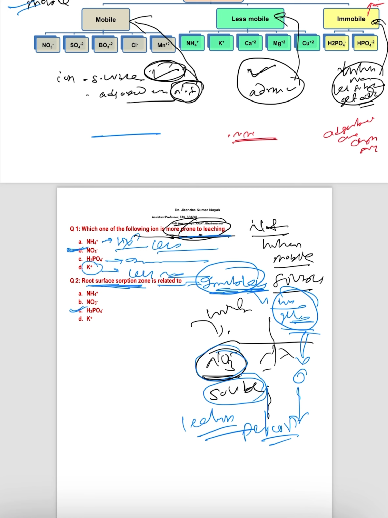So this is the concept we have studied today. In the next chapter we will discuss nutrient mobility in the plant. So thank you very much.